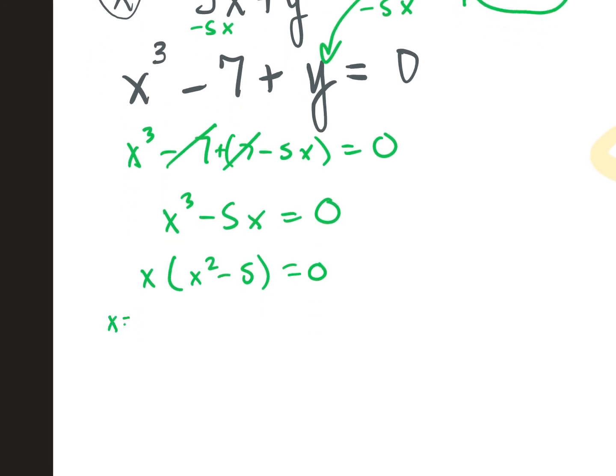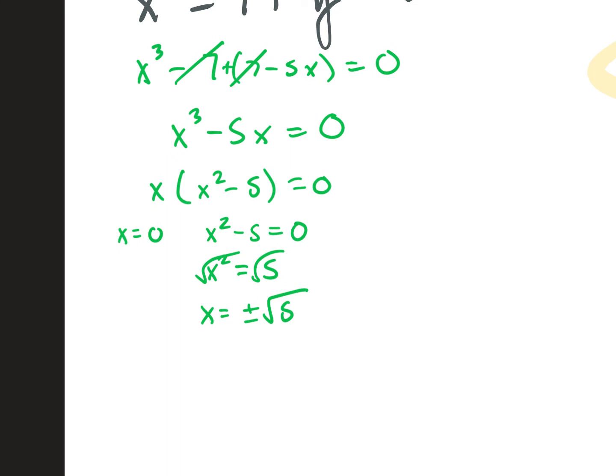So x is equal to 0, and x squared minus 5 is equal to 0. Solve for x, so x squared is equal to 5. What does x equal here? Plus or minus the square root of 5. So I technically have 3 solutions here. I have x is equal to 0. X is equal to the positive square root 5, and x is equal to negative square root 5.